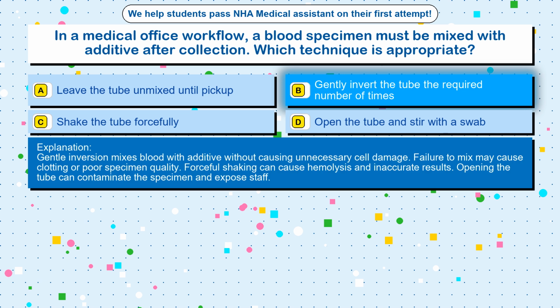Gentle inversion mixes blood with additive without causing unnecessary cell damage. Failure to mix may cause clotting or poor specimen quality. Forceful shaking can cause hemolysis and inaccurate results. Opening the tube can contaminate the specimen and expose staff.